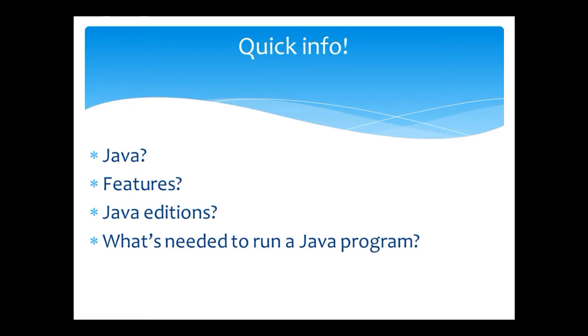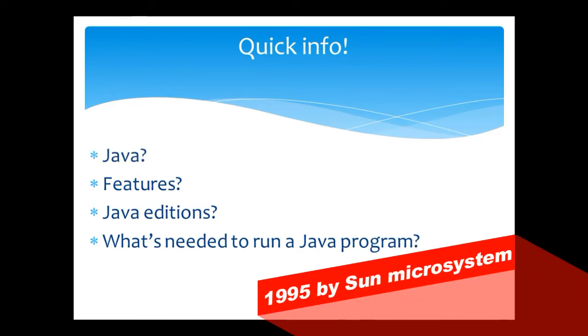So in this tutorial I'll cover what is Java. I'll quickly introduce you to what Java is. Java is a programming technology that is based on object-oriented programming. It was developed in 1995 by Sun Microsystems, and later it was merged into Oracle Corporation.